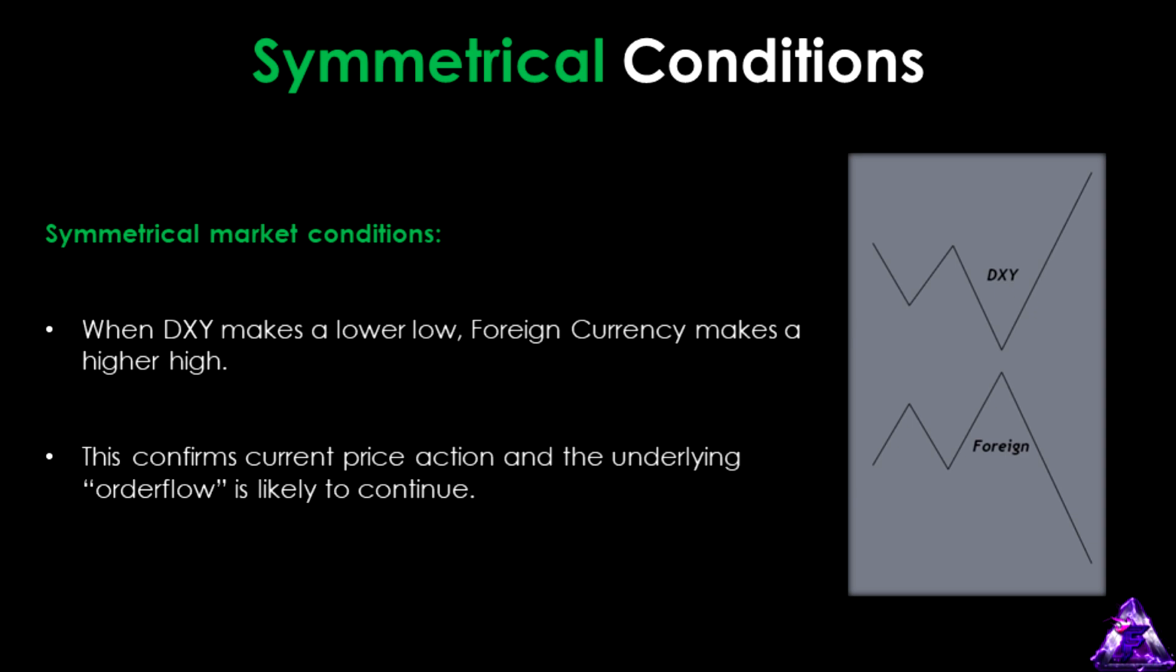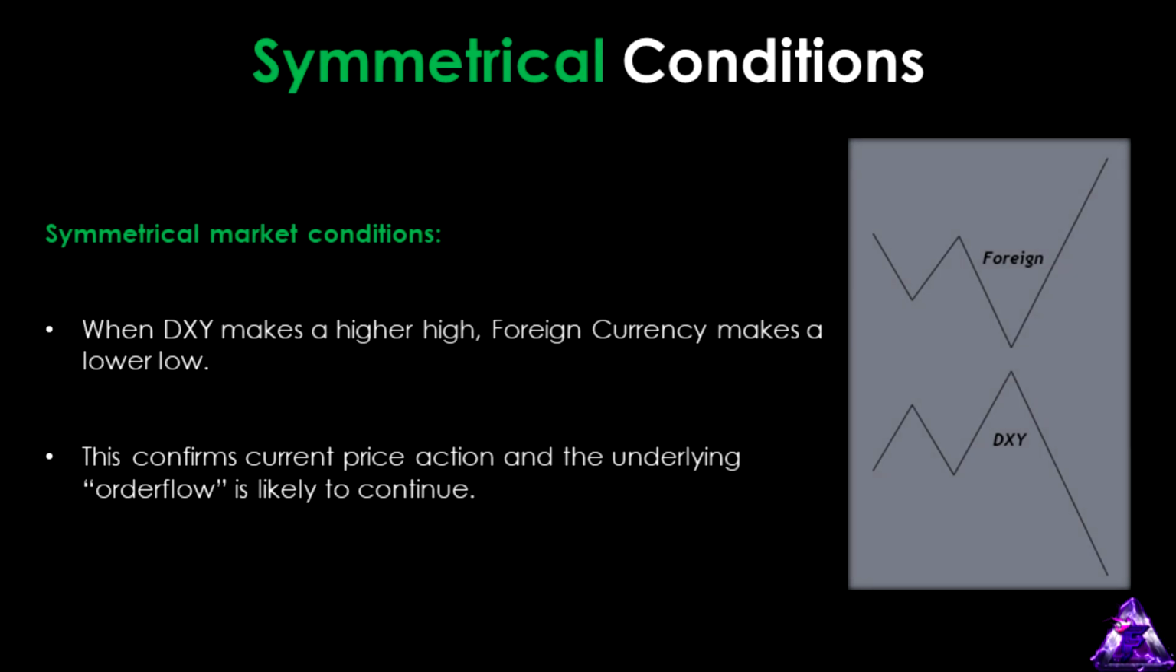If you find any discrepancies, that indicates an SMT divergence. If there are no discrepancies, it means both pairs are moving in symmetrical market conditions. In this case, the DXY is the benchmark asset, and I'm comparing it with the underlying asset, the euro versus the US dollar. I really hope that makes sense. Now let's move on to the next slide to explain the second scenario of symmetrical market conditions.